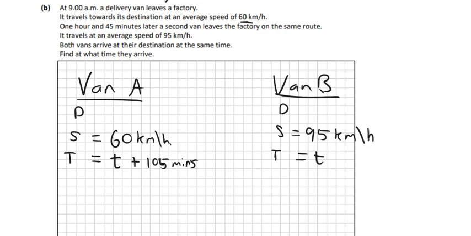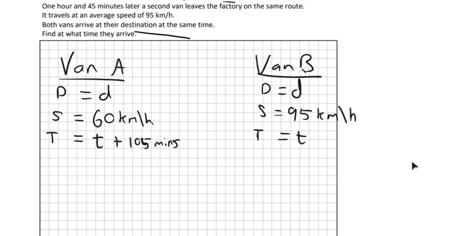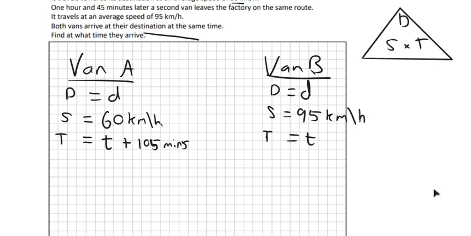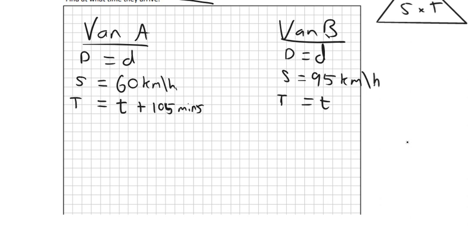Distance then, well, they're both going to the same destination, so the distance is the same. So we'll just say it's D and D here. We know from DST that distance is speed multiplied by time. So if the distance for van A has to be the same as the distance for van B, then the speed multiplied by the time has to be the same in both of them.